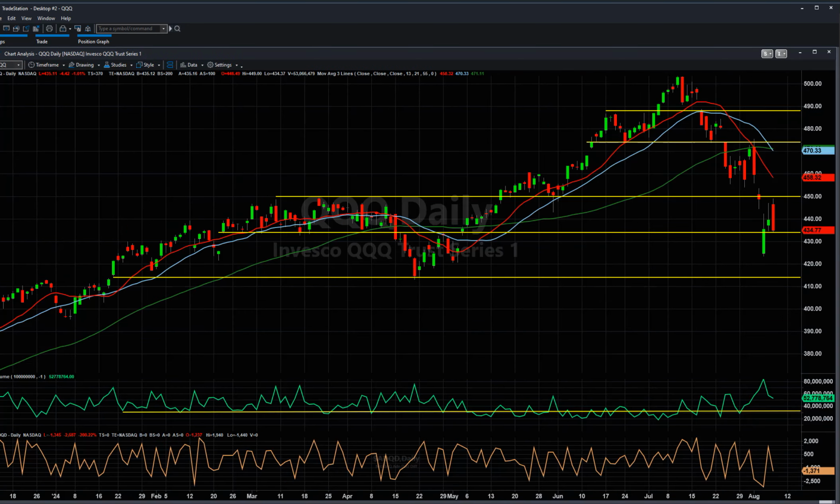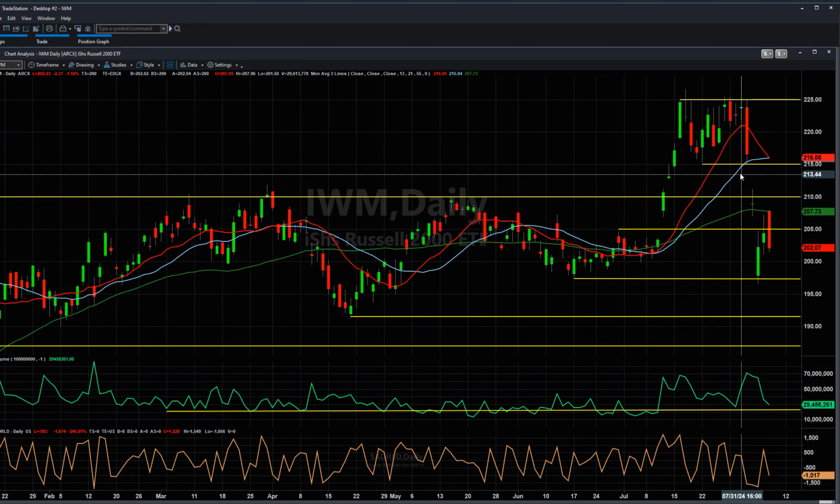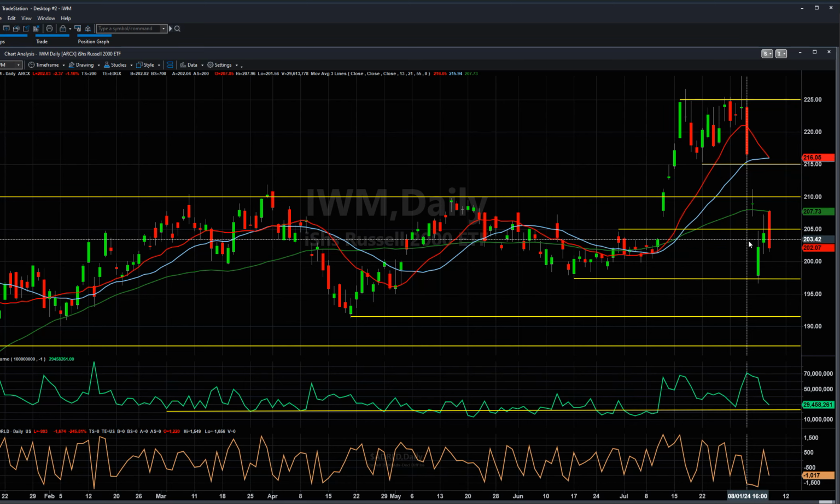So you can see in the Qs, we have the same thing. We have several gaps in the market, and then we have this pause that we're experiencing right now. And with the Russell, exactly the same thing. You can see the gaps that occurred. So this was an impulsive move.